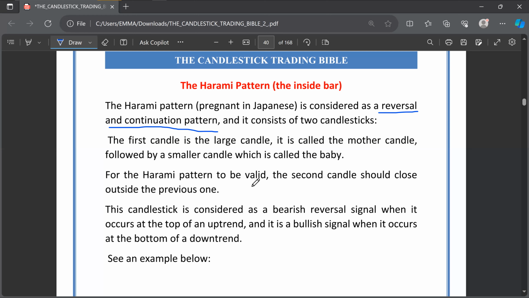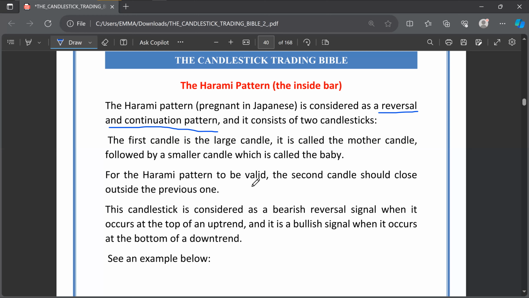Now, this candle is considered a bearish reversal signal when it occurs at the top of an uptrend. Listen, let's get this straight. This candlestick is considered a bearish reversal, meaning it's going to move downwards when it occurs at the top of an uptrend. And it is a bullish signal when it occurs at the bottom of the downtrend.